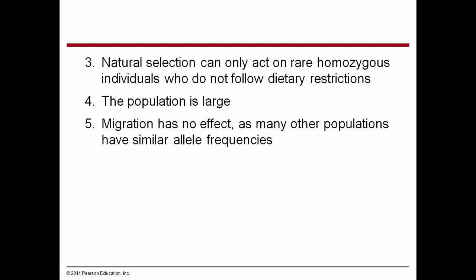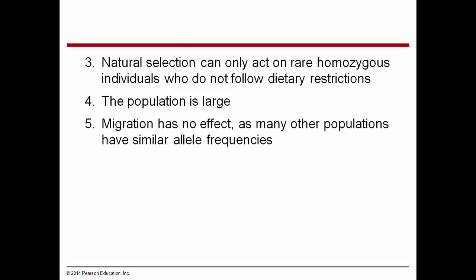Natural selection can only act on rare homozygous individuals who do not follow dietary restrictions. So in other words, if you consume that aspartame and it winds up causing you a terrible reaction, then it would affect you with natural selection. But if you follow dietary restrictions, then it's not going to have any effect. Okay, and the population is large. We're talking about the human population at large, which is about 7 billion at this point. Migration has no effect, as many other populations have similar allele frequencies.